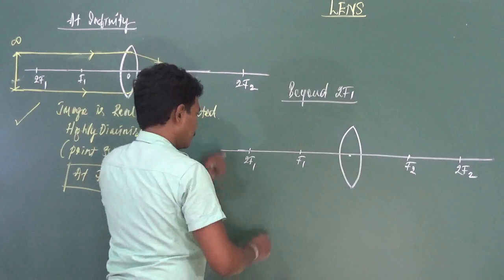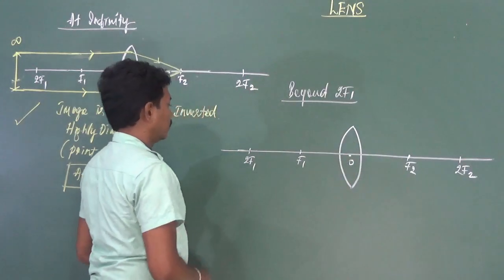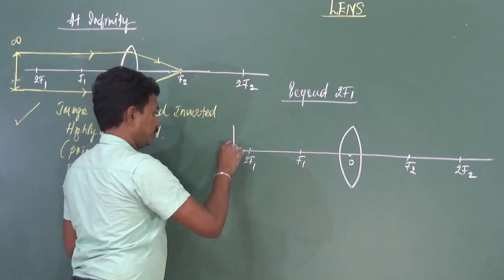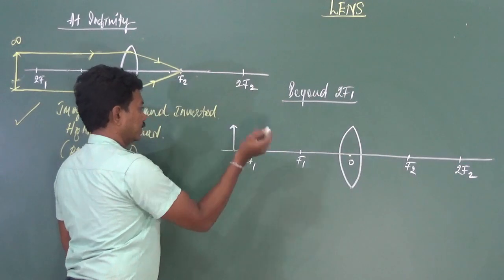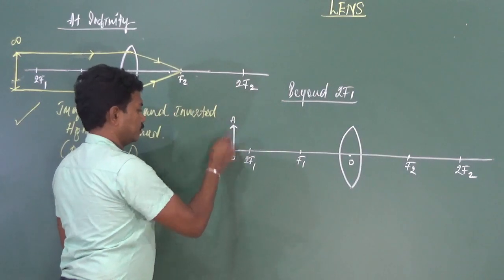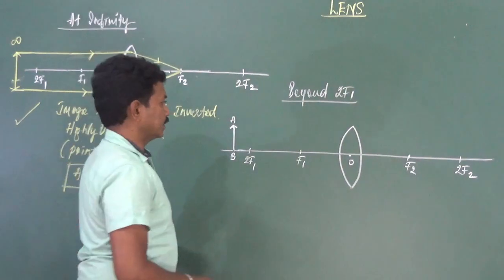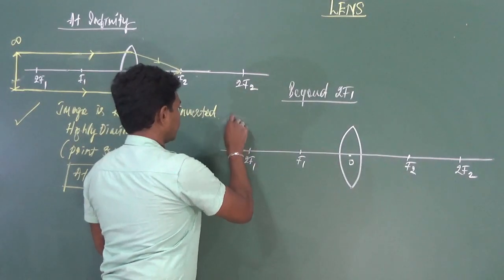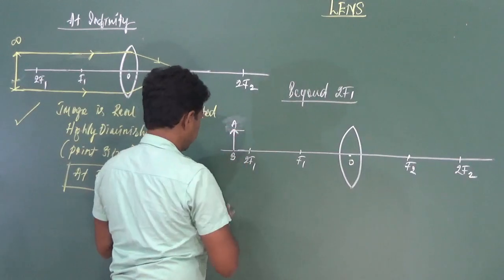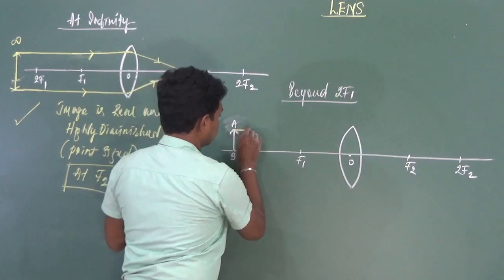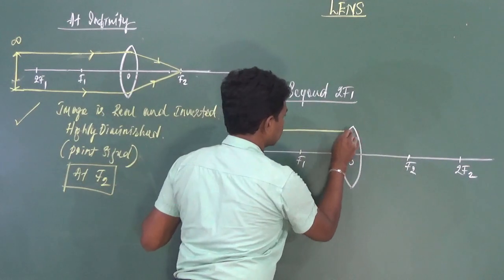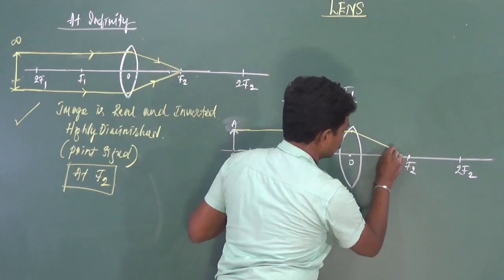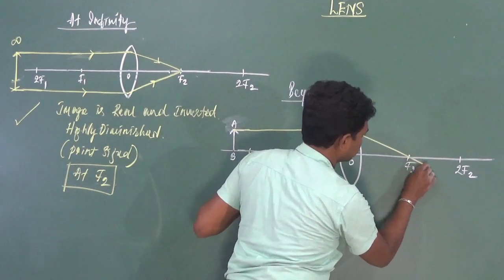Now this is the optic center. The object is kept beyond 2F1, that is, somewhere here. Let us call it object AB. Let us take two light rays starting from it. One ray we will take parallel to the principal axis. Exactly, we will make the light ray travel parallel to the principal axis. At this point it is going to get refracted and pass through F2.